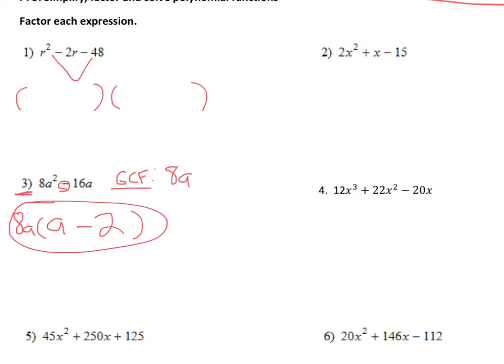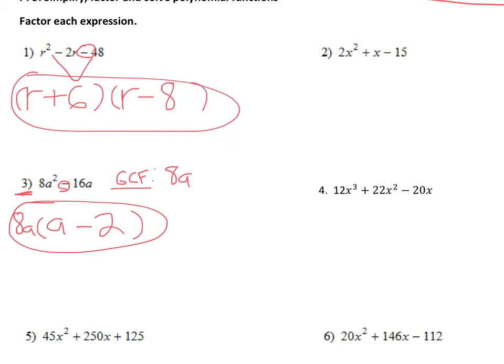Since it's r squared, the first term in each is going to be r. Since this last sign is a negative, that means I'm going to have mixed signs. One's going to be positive, one's going to be negative. Let's say I put a plus here and a minus here. The factors that work for 48 are 8 and 6. I would have to make the 8 negative and the 6 positive. And that's my answer right there.